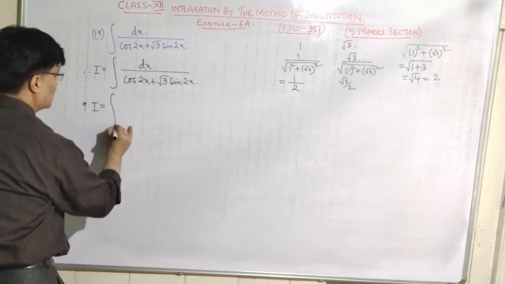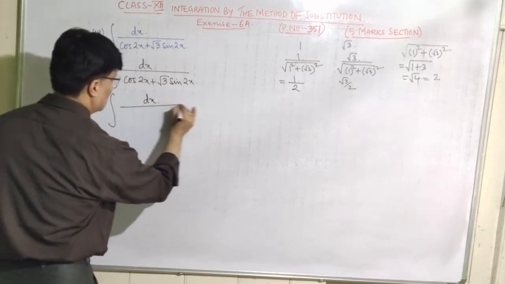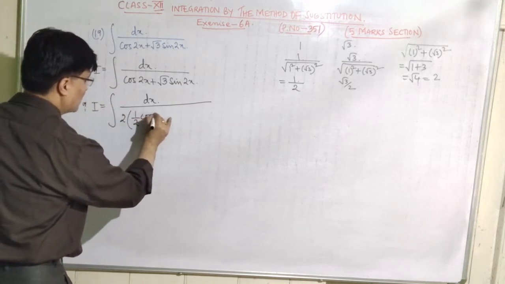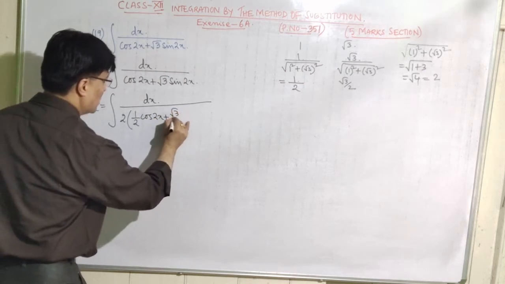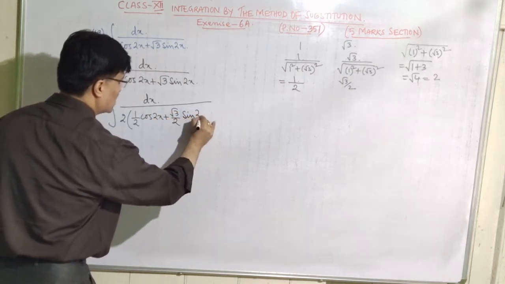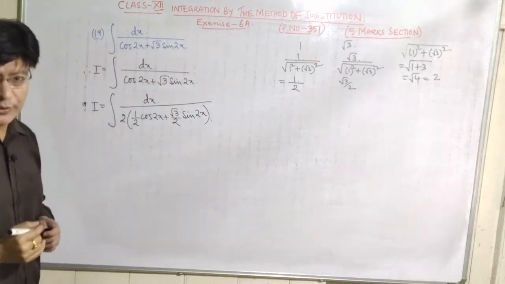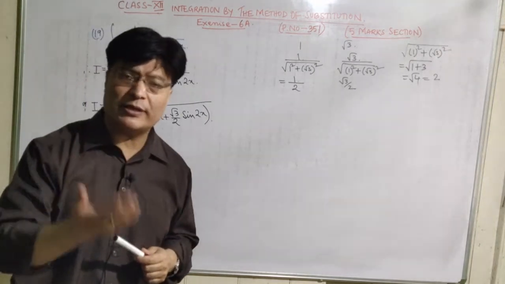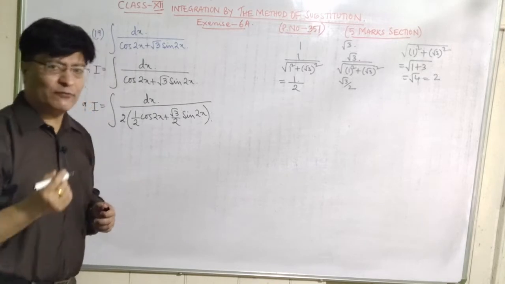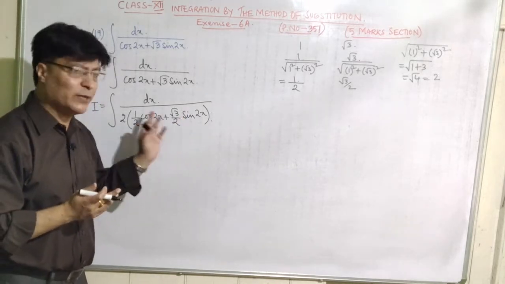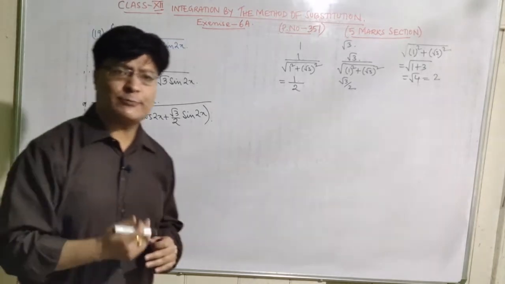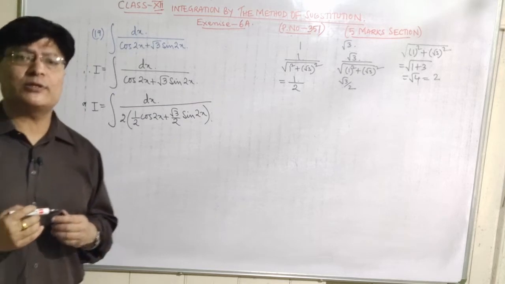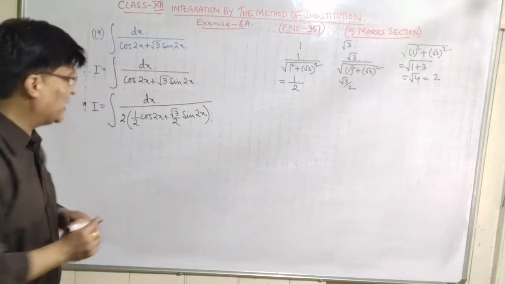So let us write here now. I is equal to the integration of dx divided by 2 within bracket, half cos 2x plus root 3 by 2 sin 2x. I think you've understood it now. So half cos 2x plus root 3 by 2 sin 2x can be converted into compound angle form. Compound angle form means sin of a plus b form, that is sin a cos b plus cos a sin b. Always convert the expression into sin a cos b plus cos a sin b, so that we can use the formula of sin of a plus b.